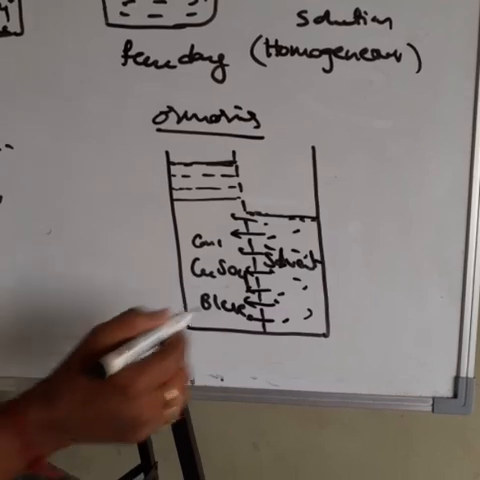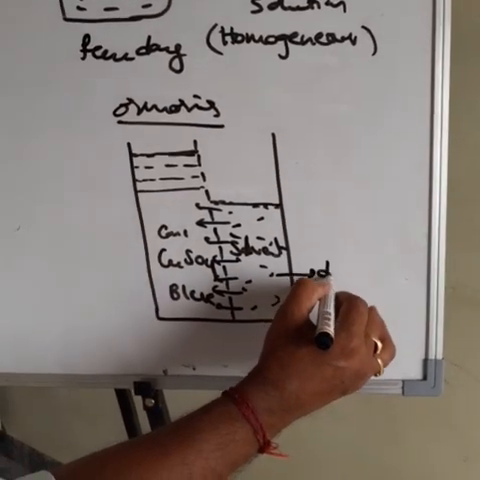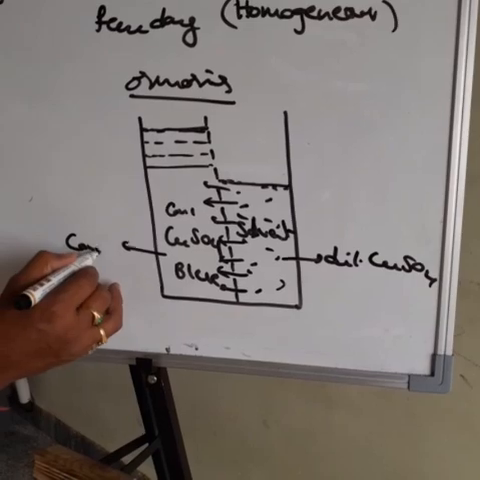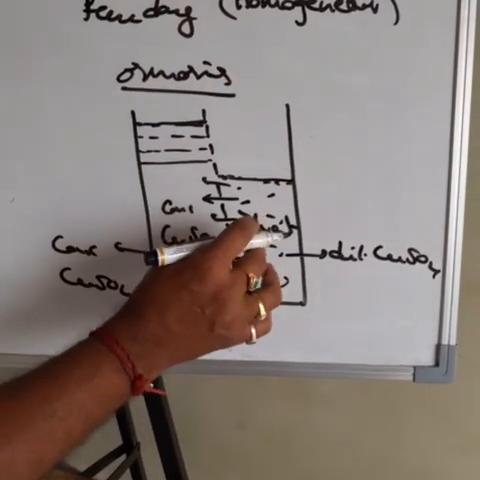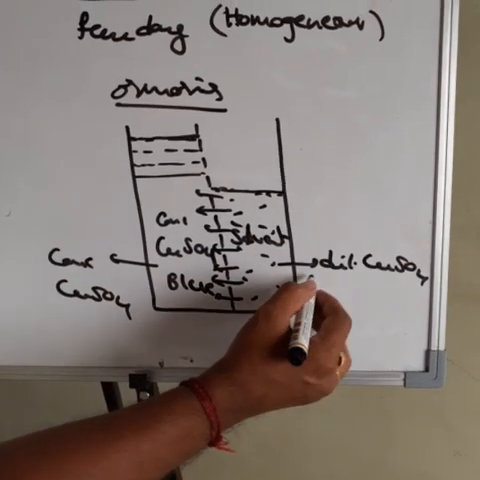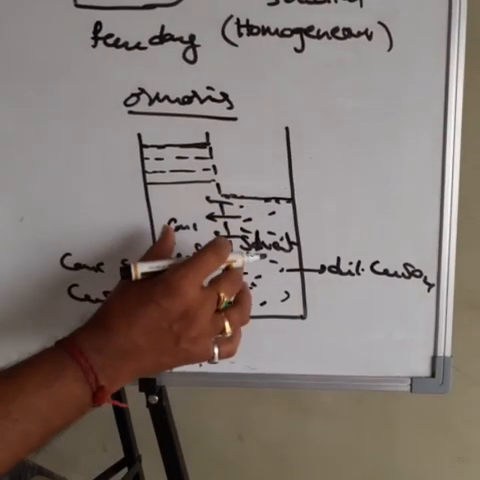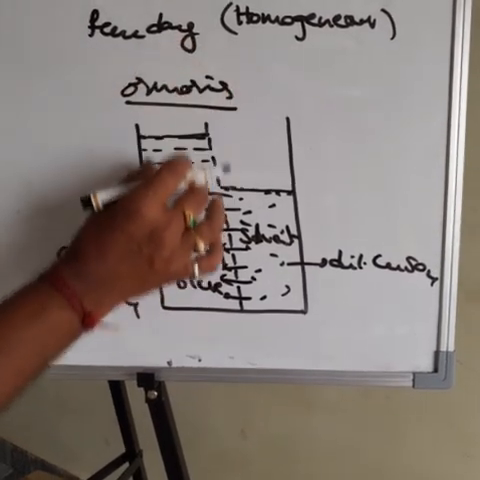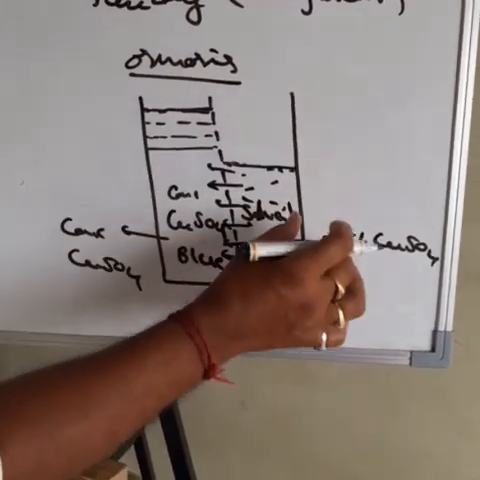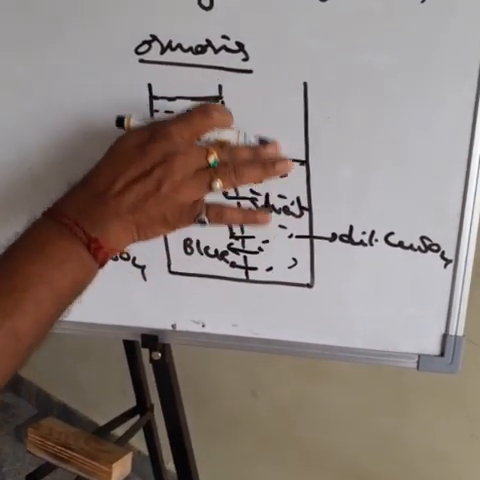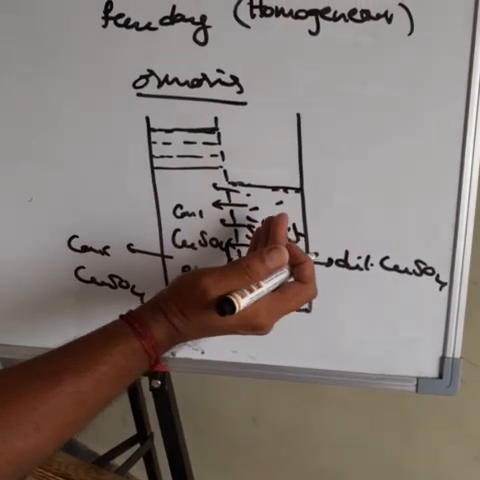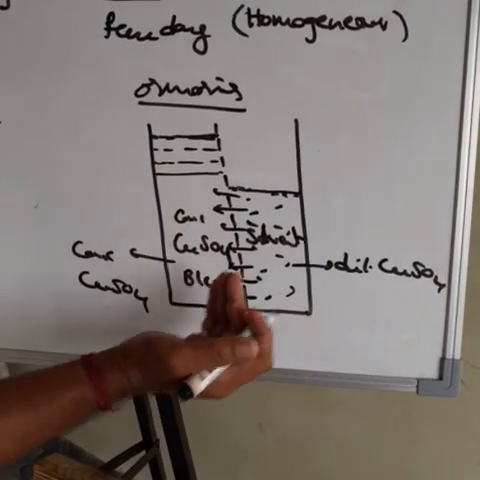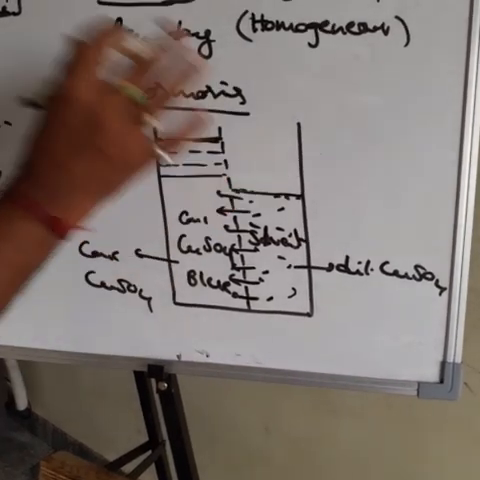And one more point: instead of the solvent, if you take a dilute or less concentrated copper sulfate solution in one compartment, and a more concentrated copper sulfate solution in the other, then after a few hours we can observe that the liquid level in the concentrated solution increases, and the level in the dilute, less concentrated solution decreases, due to the transfer of solvent particles from the less concentrated solution to the more concentrated solution. That phenomenon is called osmosis.